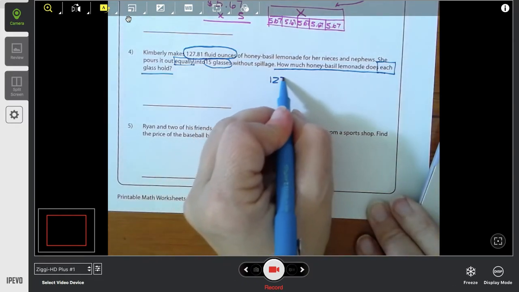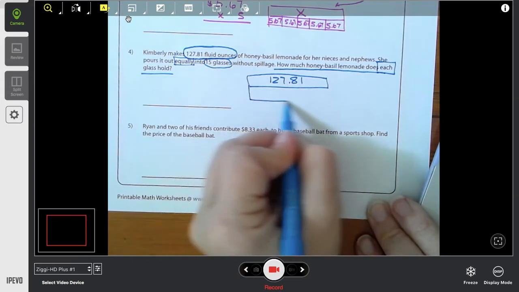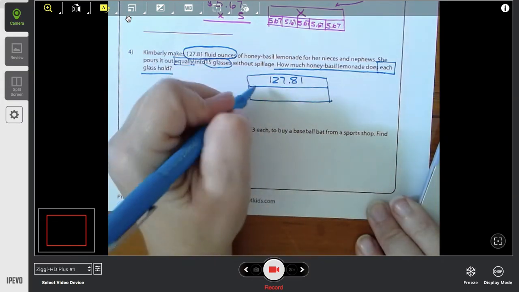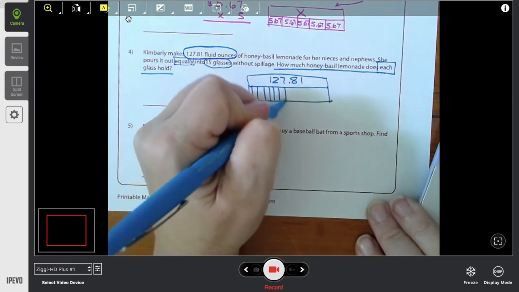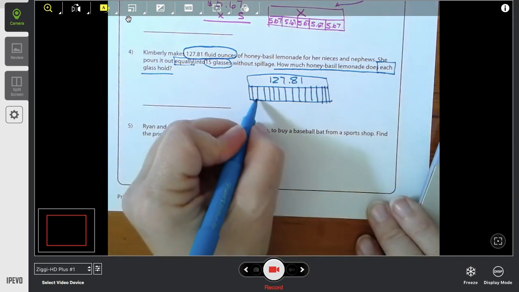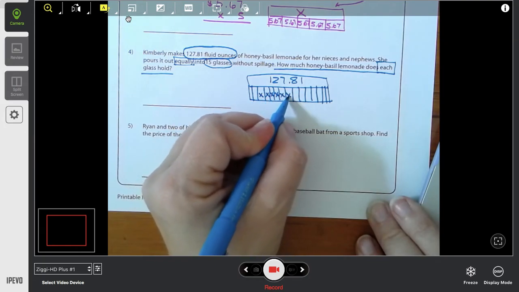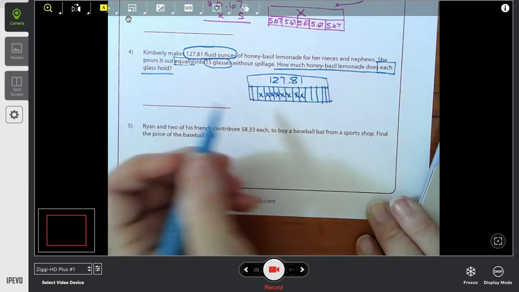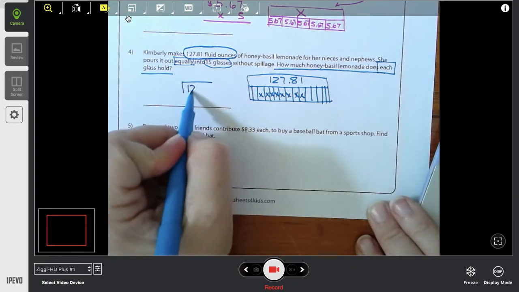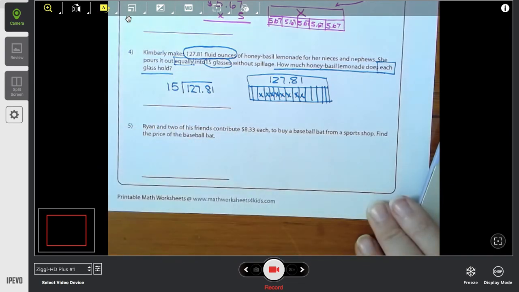Well, I know the total, but I don't know her 15 glasses. 1, 2, 3, 4, 5, 6, 7, 8, 9, 10, 11, 12, 13, 14. There's my 15 glasses. I don't know what each one of these are, but we know that they're all the same. So if we know the total and not the parts, we need to take 127 81 hundredths ounces divided by 15. Okay. All right, last one.